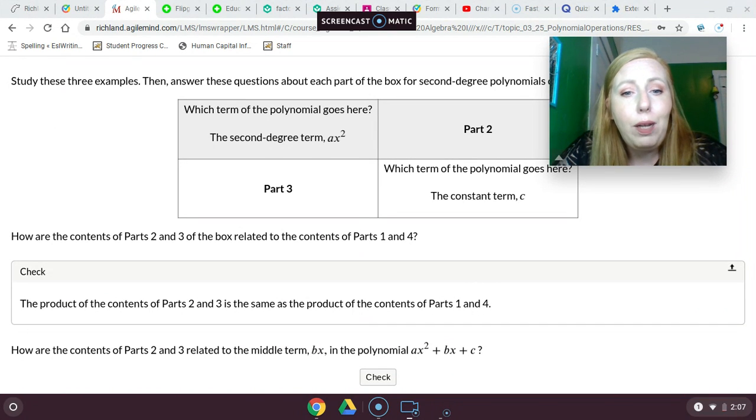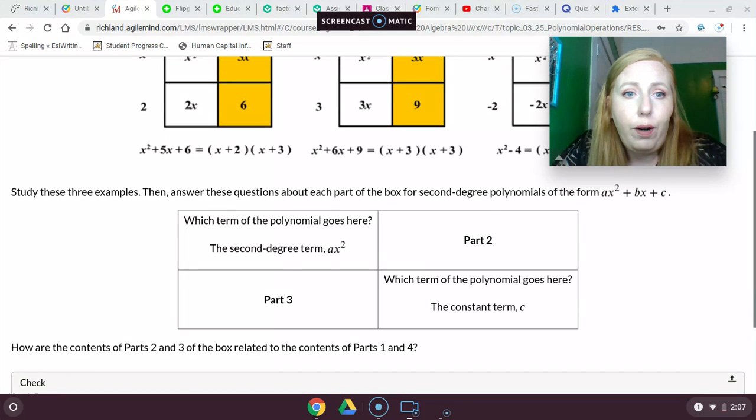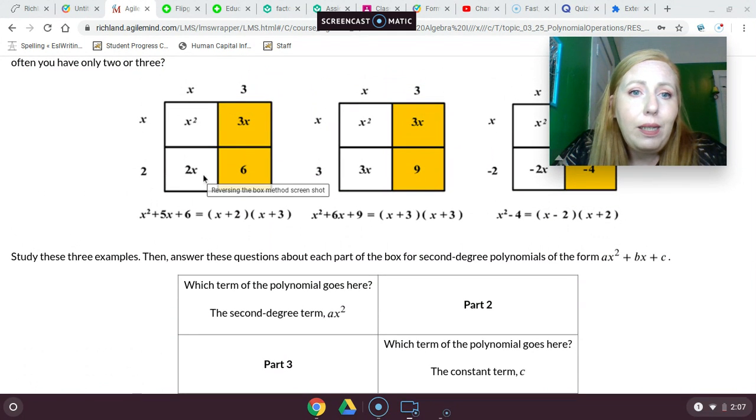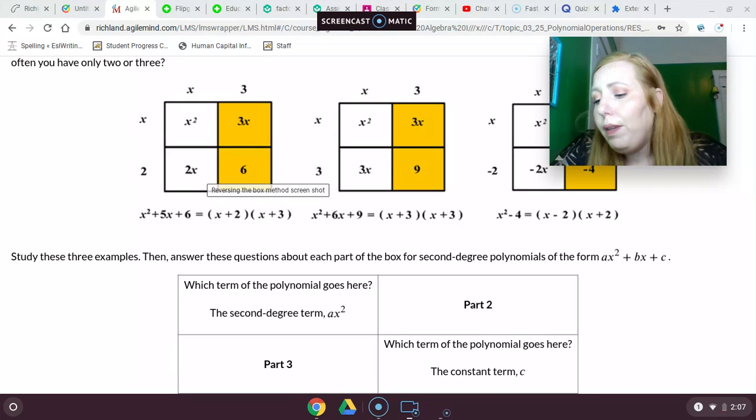So how are the contents of parts 2 and 3 related to the middle term, bx? In this middle, we have bx. How are contents 2 and 3 related to the middle term? How are these 2 boxes related to the 5x? Take a minute. I want you thinking about it before we go over it, and I want you to answer number 7 on your Go Formative.